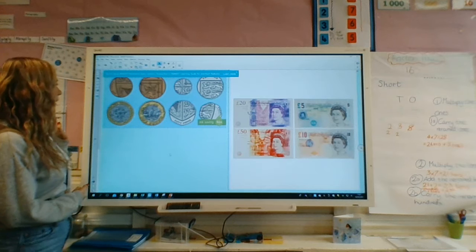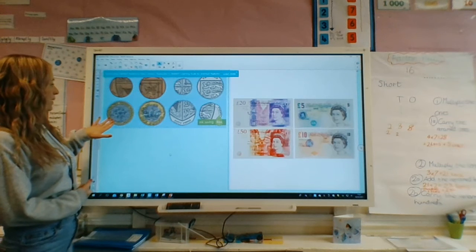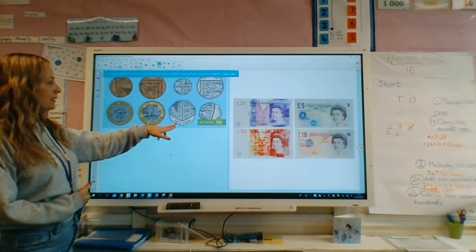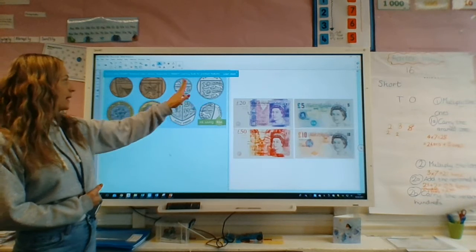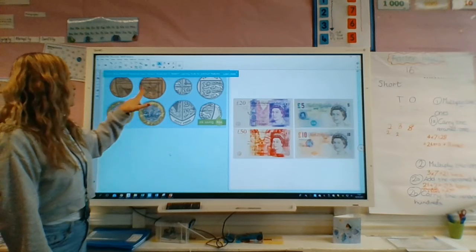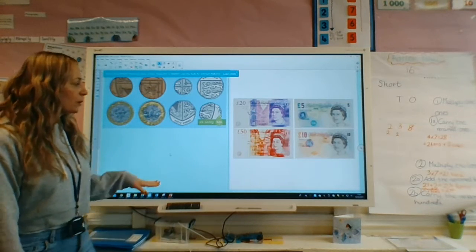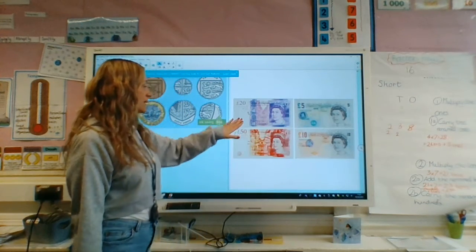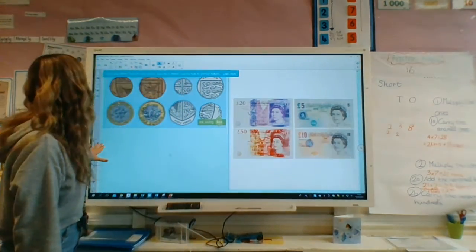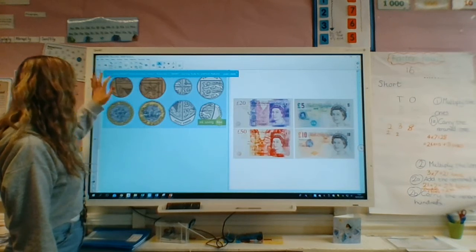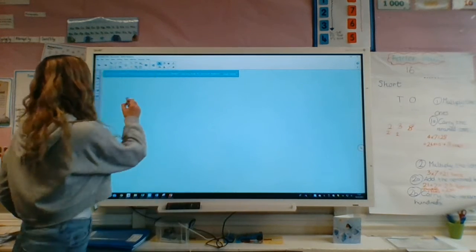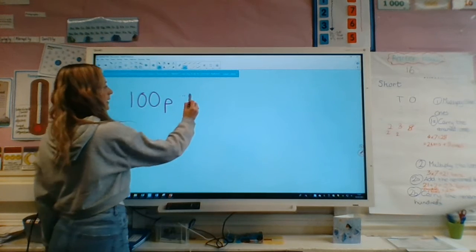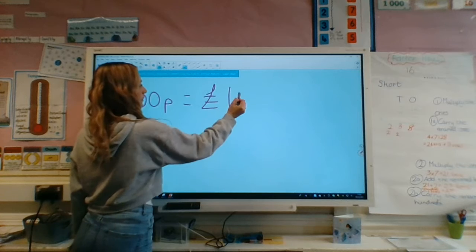So you can get a £2 coin and a £1 coin, a 50 pence, 20 pence, 10 pence, 5 pence, 2 pence and a 1 pence. Then when it comes to the notes, you can get a £5 note, £10 note, £20 note and a £50 note. What you need to remember with money is that there are 100 pennies, 100 pence equals £1.